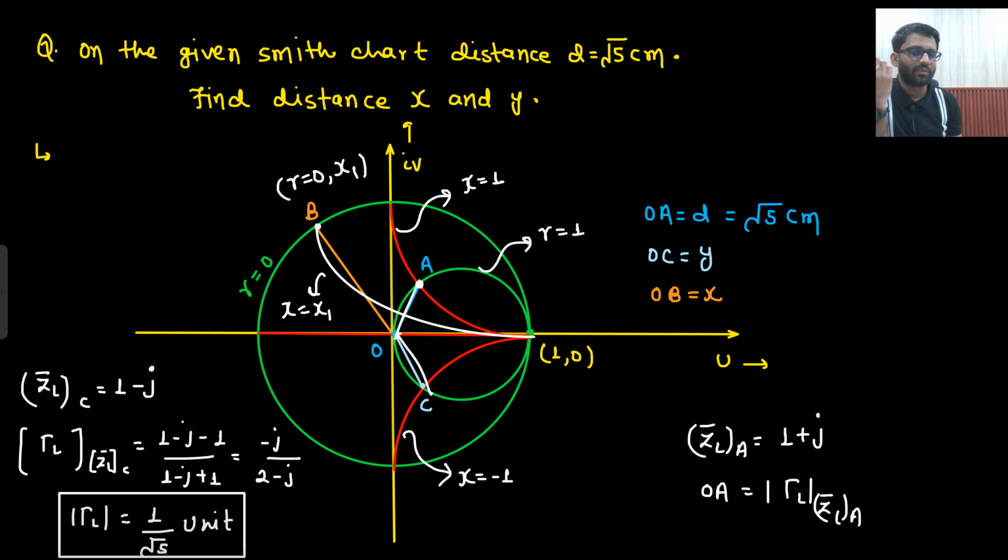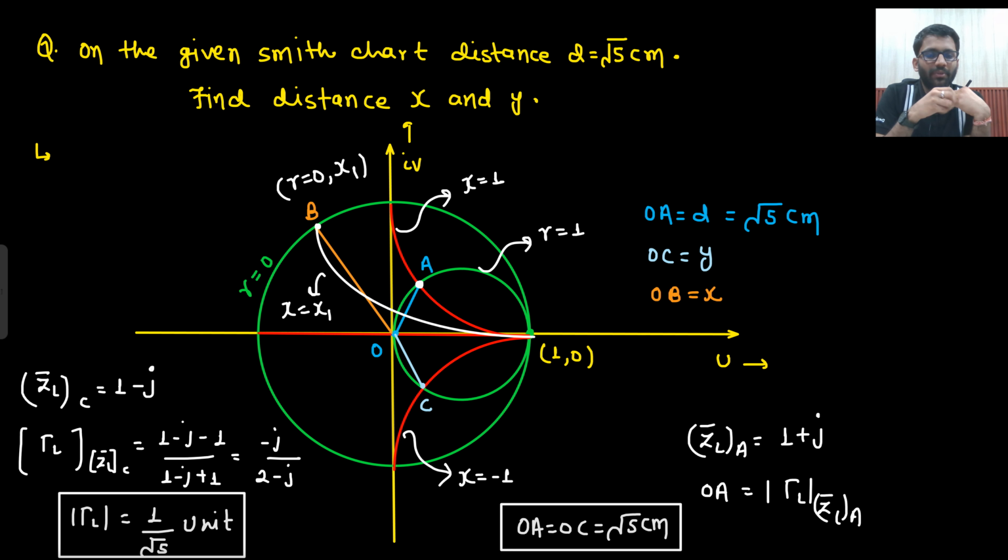This OA has to be equal to OC. Are you getting this point? OA and OC have to be equal. Why is that so? Because at both points, A and C, the value of gamma L is the same. That means OA has to be equal to OC. So OA is equal to OC is equal to under root 5 centimeter. So this is the third answer.